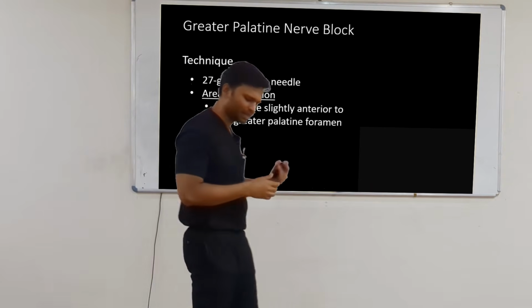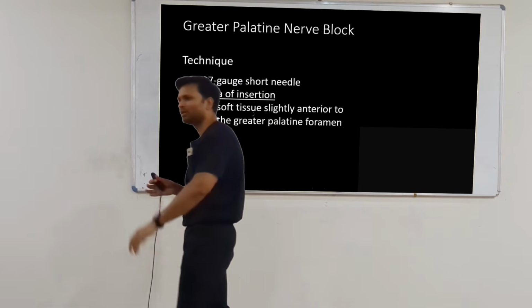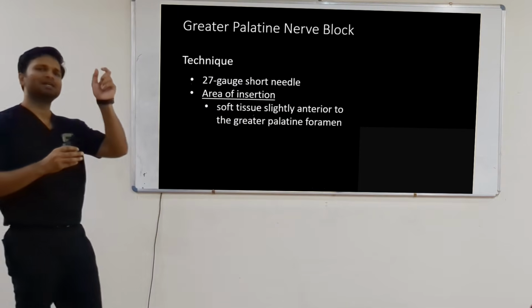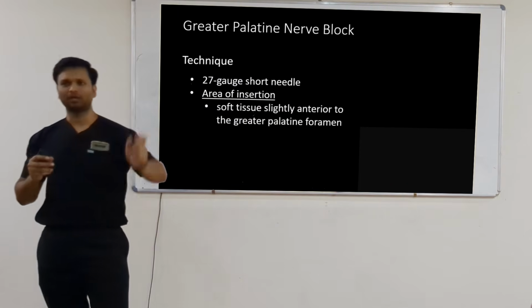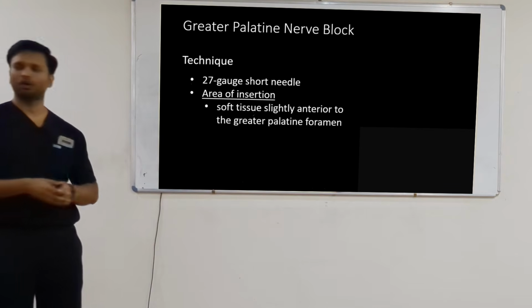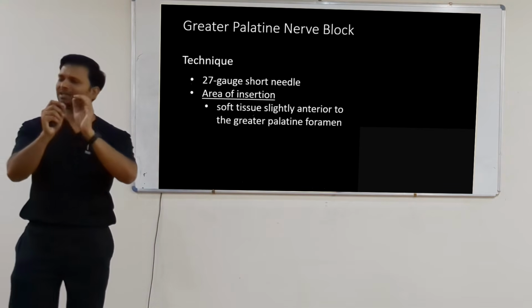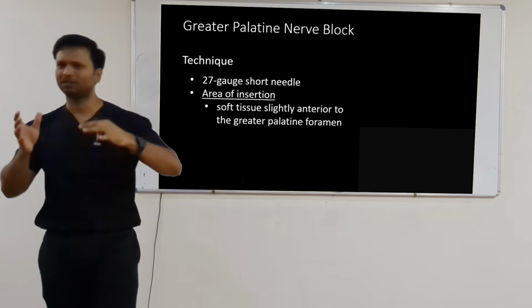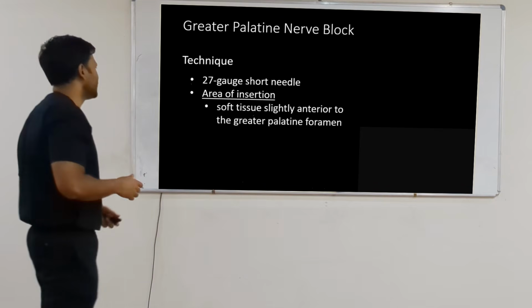So what is the technique? Again, as always, a 25 or 27 gauge needle, 27 is preferred because it is narrower compared to a 25 gauge needle. But if you follow the technique, apply topical anesthetic and then insert the needle, the patient won't be able to differentiate between a 25 and 27 gauge needle. Then the area of insertion.